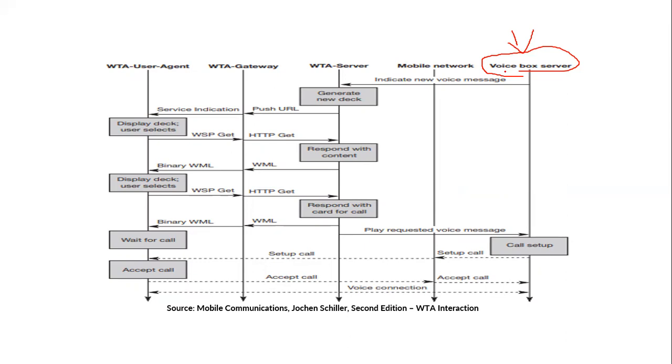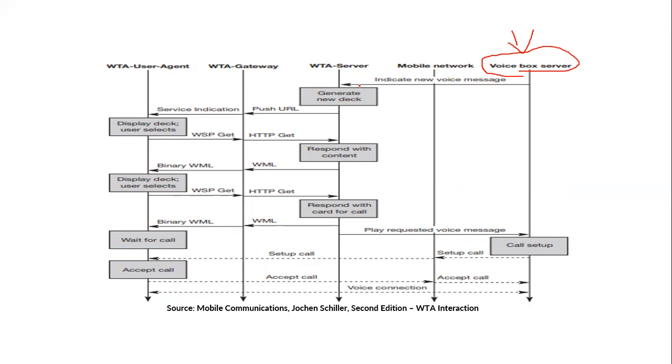But in a WAP scenario, the voice box can induce the WTA server to generate new content for pushing to the client. So the voice box will not directly communicate with the user. Rather, it indicates to the WTA server that there are new voice messages for so-and-so user. It indicates just to the WTA server.